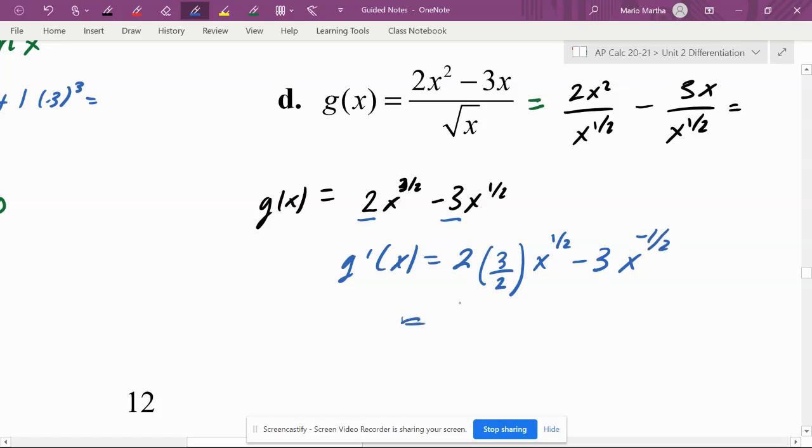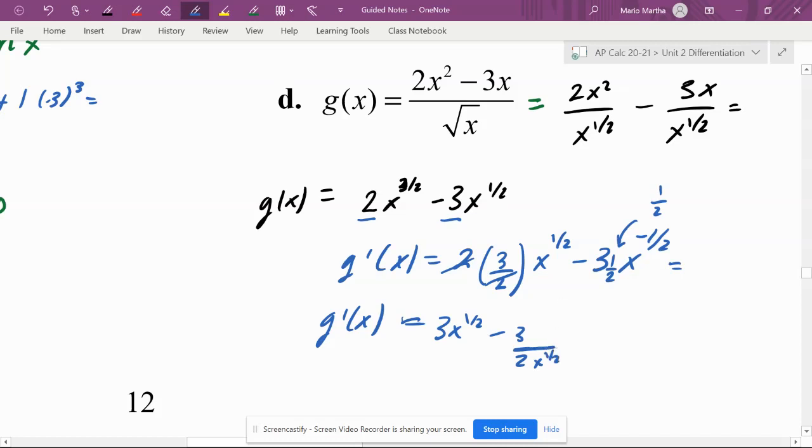And then again, simplify one more time. So this would be our g prime now. Divide those out, and then we have 3 times x to the 1 half, and then negative 3, and then, oh, I missed something here, actually. I didn't multiply by 1 half right there. So that's going to be 3 halves right here. And then x to the negative 1 half gives us x to the 1 half.